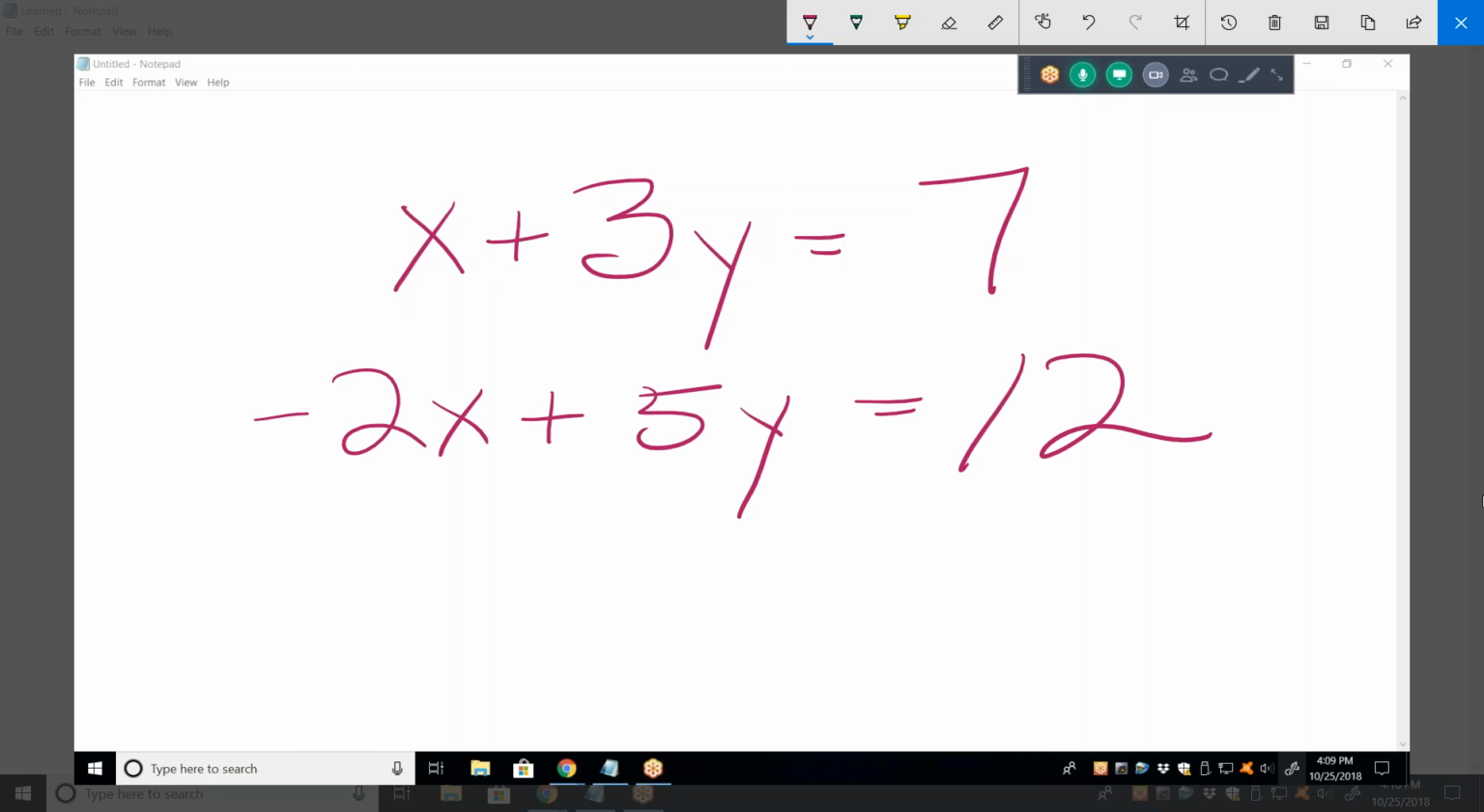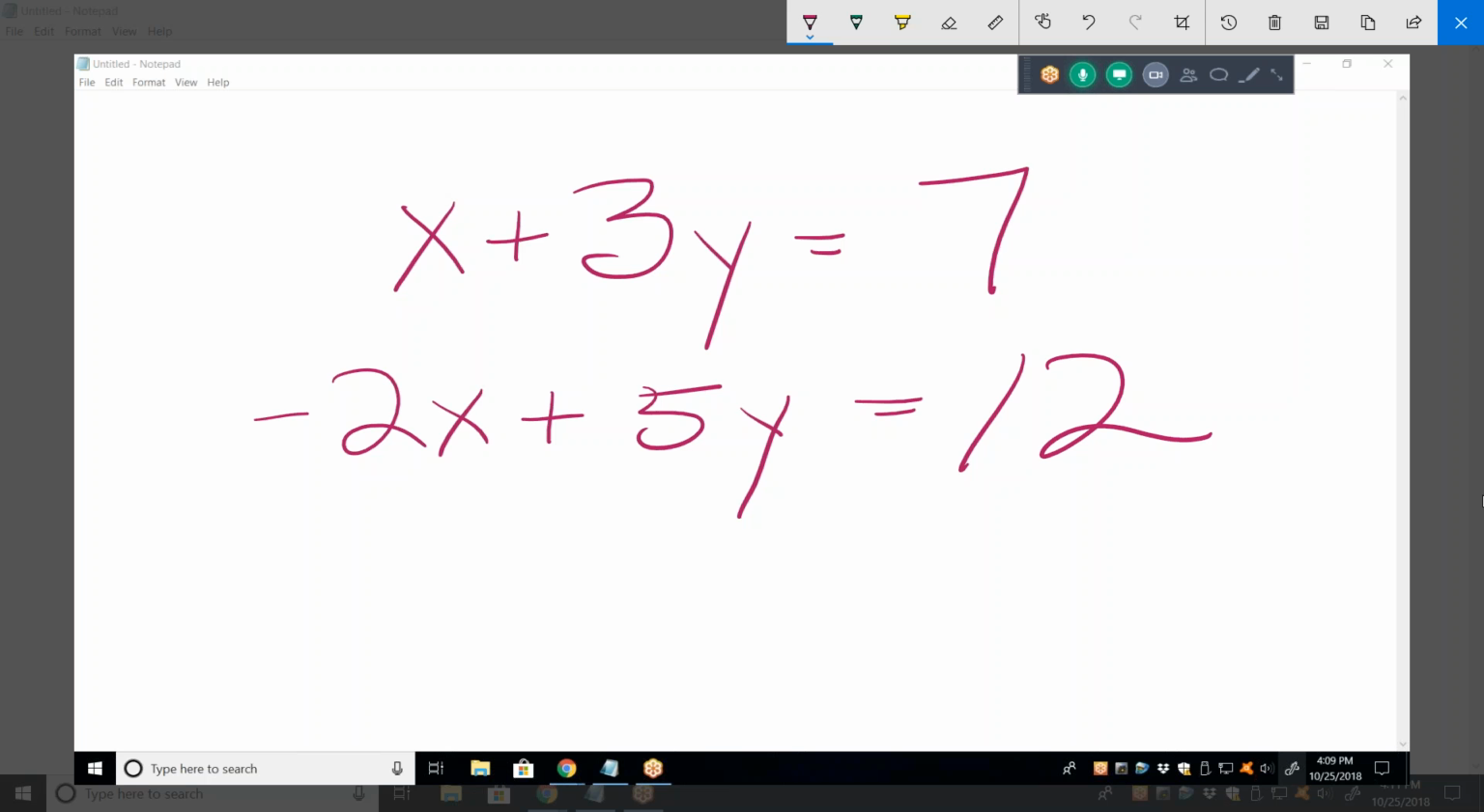Two totally separate equations. By that I mean that one is not a multiple of the other. We'll get to that in a second. When you are solving a system of equations, they have to be completely independent from one another. They cannot just be, I'll cover that. Let's solve this one first.